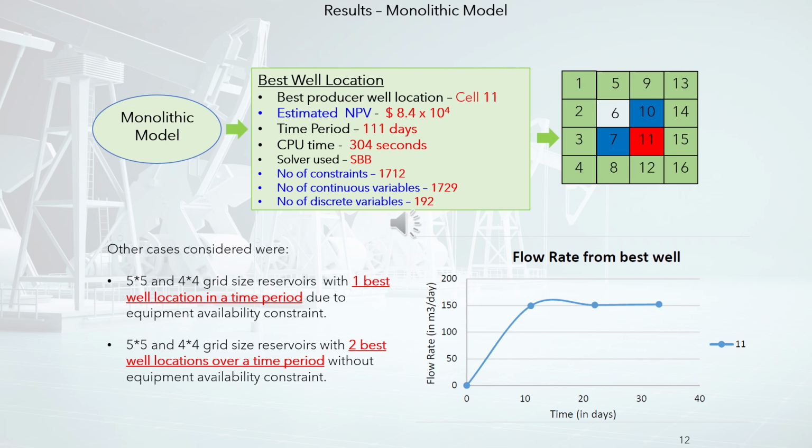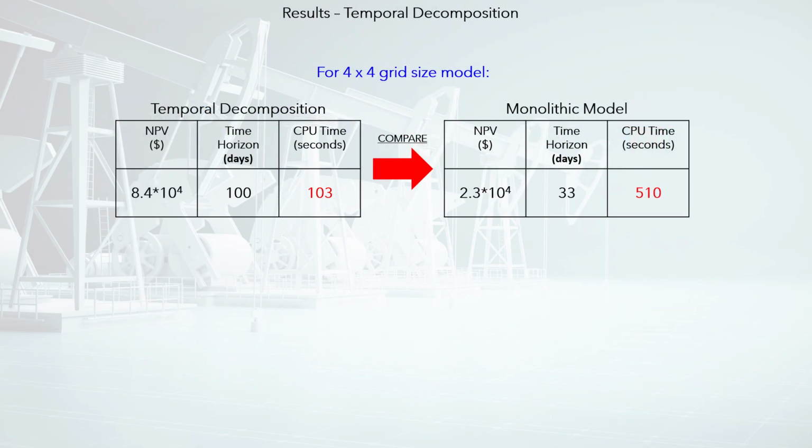The image shows the results obtained with the monolithic model. With a restriction on equipment availability, the best location of the producing well is cell 11. The comparison of the two approaches is presented below, considering the solution times and the value of the objective function. As you can see, in the case of the 4x4 grid size model, the LSDT model is 5 times faster than the monolithic model, and the value of the objective function is 3.6 times higher.